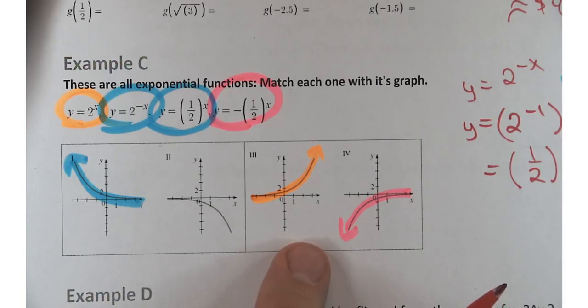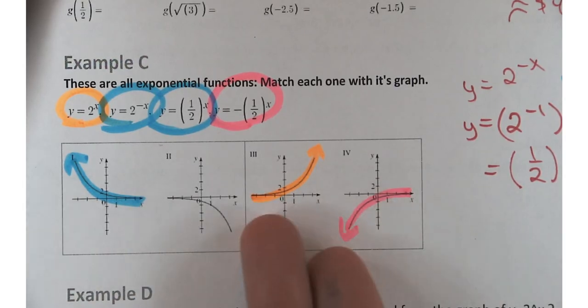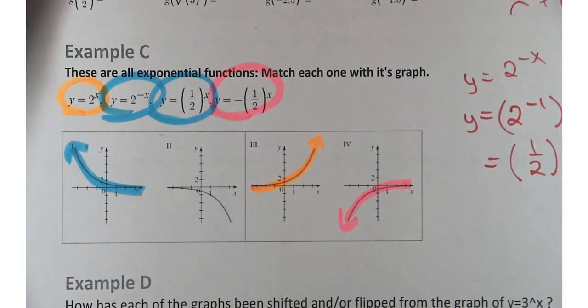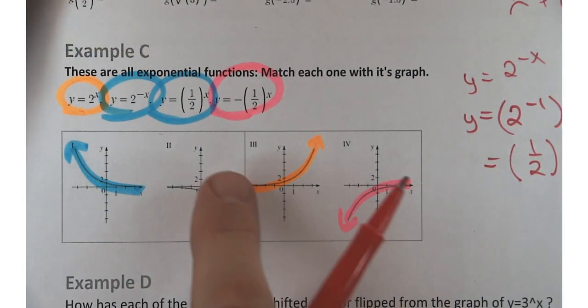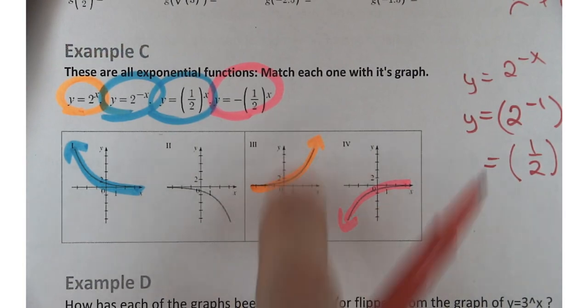Looks like 4, but flipped around the y-axis. So we could do that. Or it's 3 reflected across the x-axis. What would reflect the graph of 3 across the x-axis? What do we got to do to flip it upside down like that?